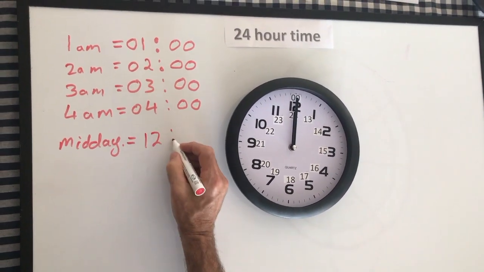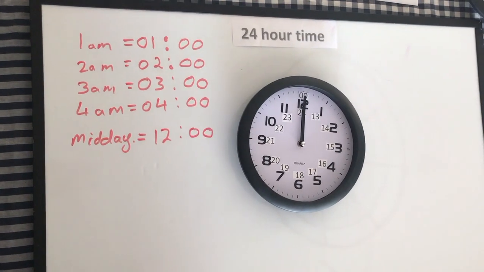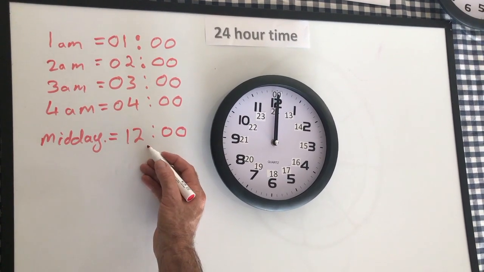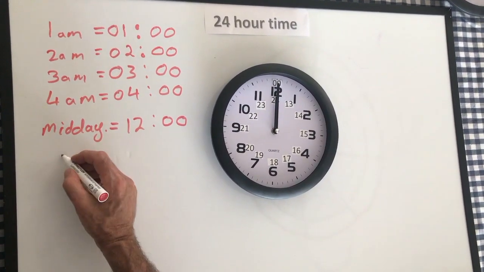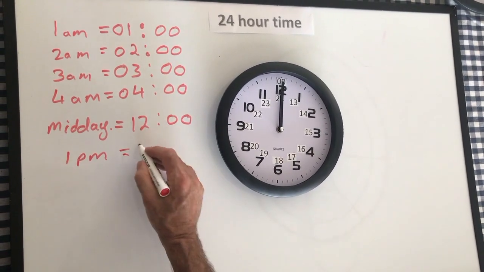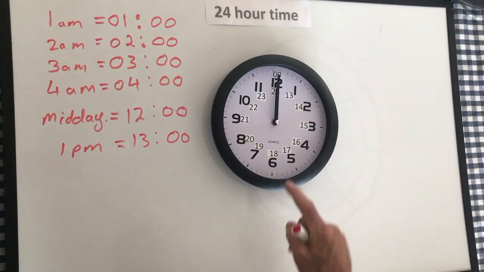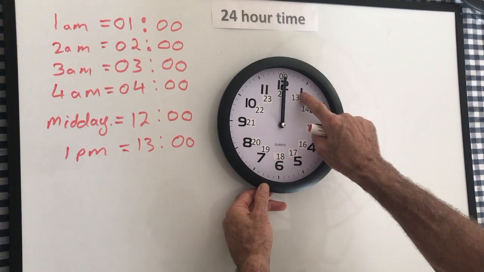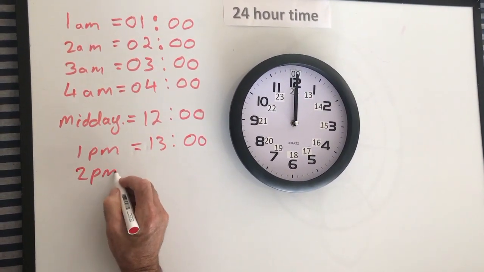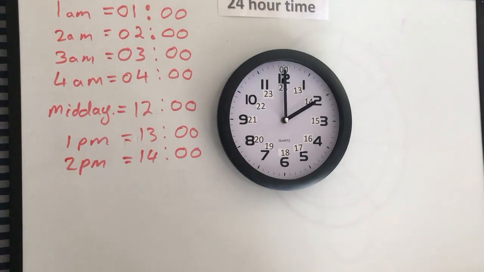Midday is 12 hours. 12 AM is equal to 12 hours, or in the military terms, 1200 hours. 1 o'clock in the afternoon is 1 PM. That would be 1300 hours. What we have done is we've gone the 1 extra on top of the 12 we had before. 2 PM will look like that.